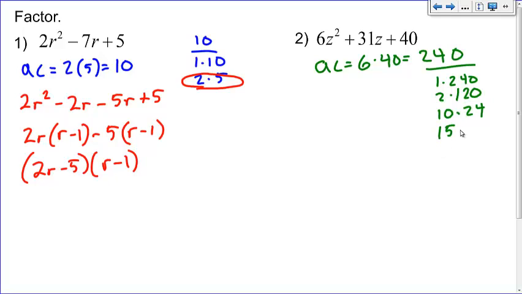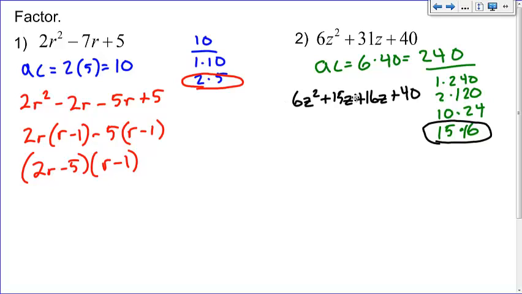What about this one? 15 times 16 would be 240 if my math skills are good. Sometimes they are. Of course, it might help if I wrote 16 instead of 6. And 15 times 16 is indeed 240, and it has a sum of 31. So I'm going to rewrite this as 6z squared, breaking apart the 31z to be 15z plus 16z, and then we'll have a plus 40 out here.